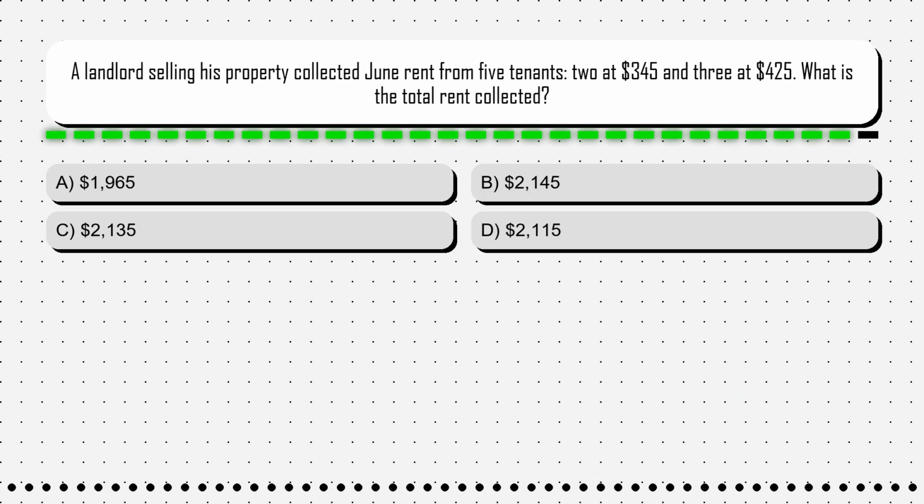Question 39. A landlord selling his property collected June rent from 5 tenants, 2 at $345 and 3 at $425. What is the total rent collected? Option A, $1,965. Option B, $2,145. Option C, $2,135. Option D, $2,115.